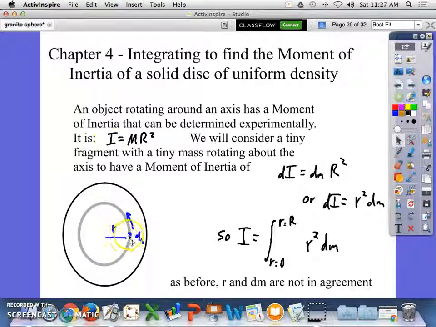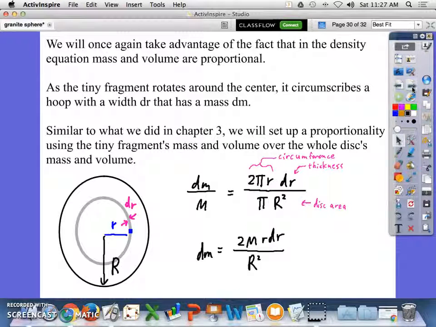We'll consider a tiny fragment, dm, with a tiny mass rotating about the axis to have a moment of inertia of dI equal to dm times r squared, or dI equal to r squared times dm. So the inertia of the disk is the integral from r equals 0 to r equals R, from the center all the way out to the big edge R, applying that integral to r squared dm. But we have a problem. This r and this dm are not in agreement, so we've got to get there first, maybe by some substitutions.